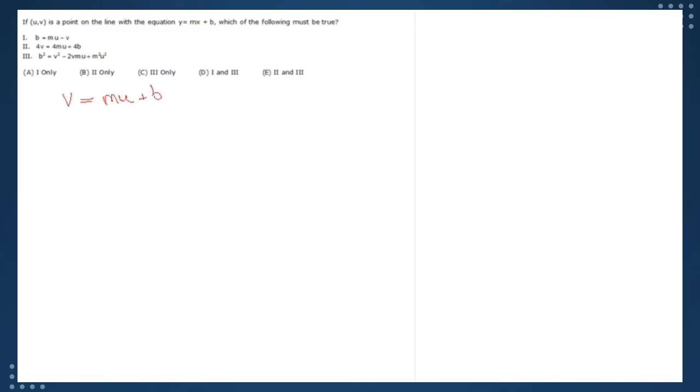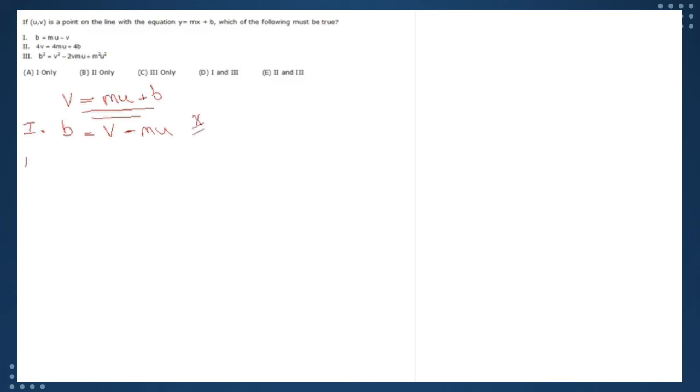So the first thing is this is really about manipulation, right? If we were to try to make this match Roman numeral 1, it has to match for it to be true. If we were to isolate b, we would say b equals v minus mu. Now, if you look very closely, that's actually opposite the right-hand side of what you see in Roman numeral 1, which is mu minus v. So that's not something that must be true.